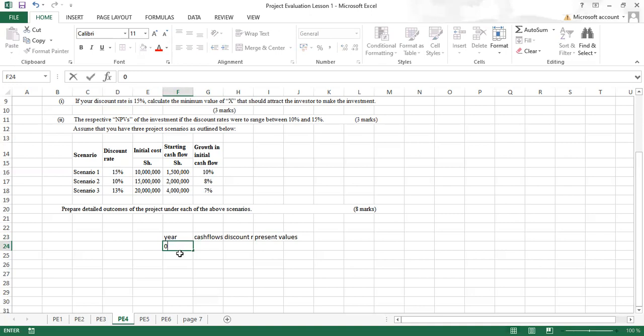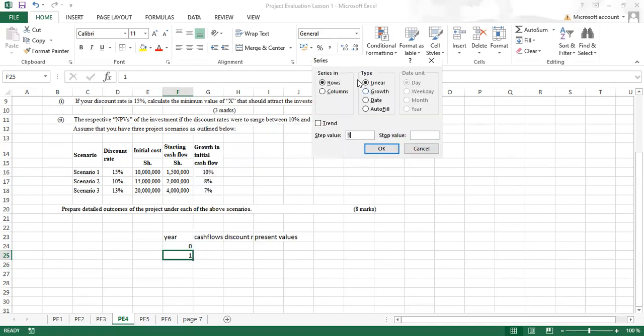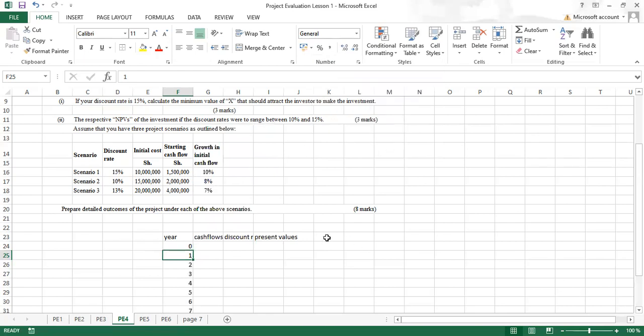So we were told the years were 11. There's a simpler format to do this. When it's plus here, you right click, you take it up, then you bring it down again. You hold on the right click. When you bring it down, you leave the right click, and it will bring this, and you go to series, and you put it to columns, and you put it to 11, and you do an OK. So it goes down up to 11.